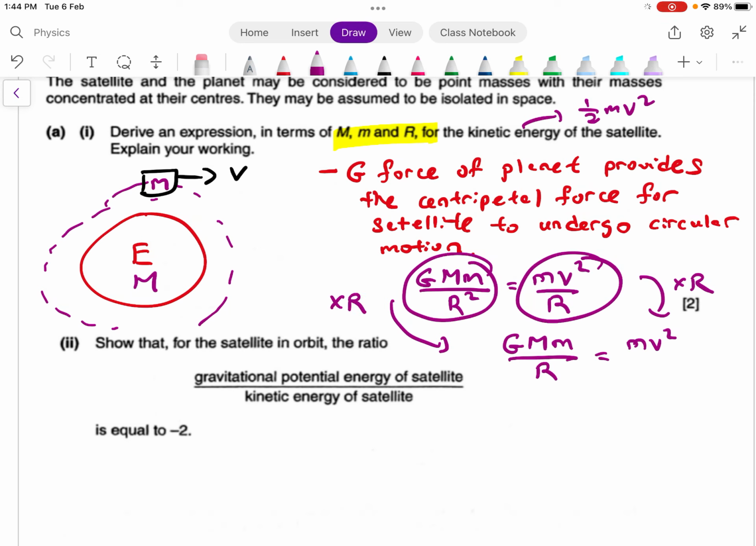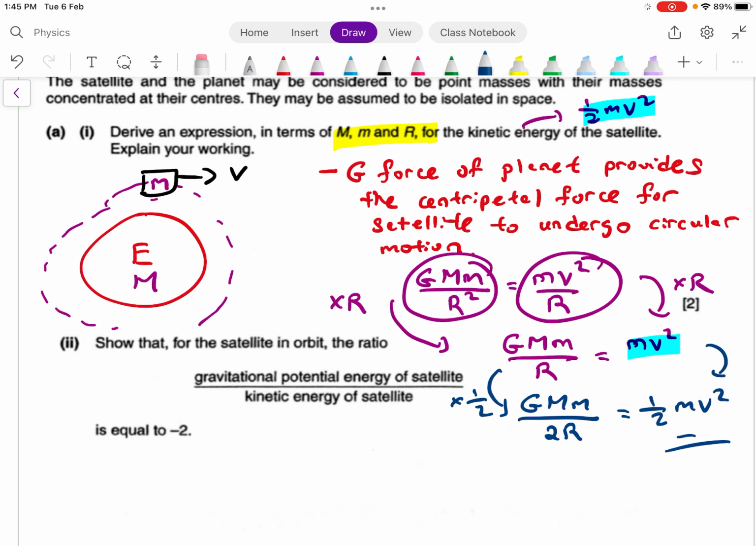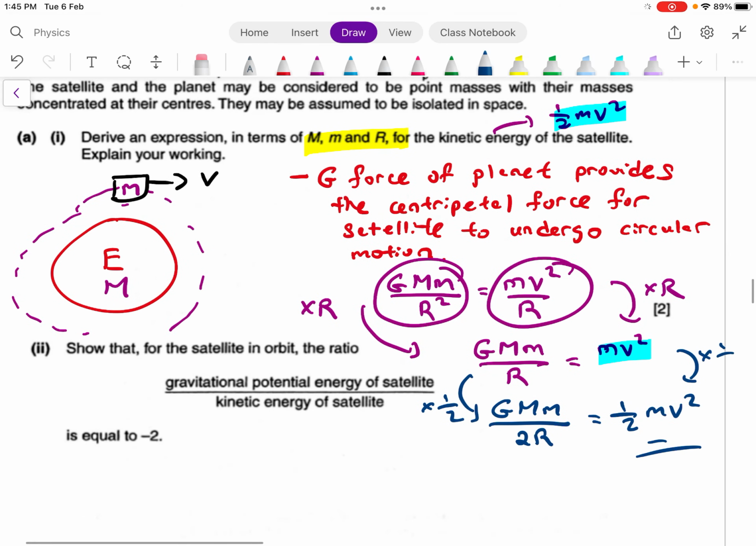Okay, with this, you can notice that my mv square looks very similar to half mv square. So what you need to do is just to multiply by half on the left and right hand side. So I just write GMm over 2R is equal to half mv square. In this case, you have shown already. This one just multiply by half, this one you times half. Okay, so that is the very first part.